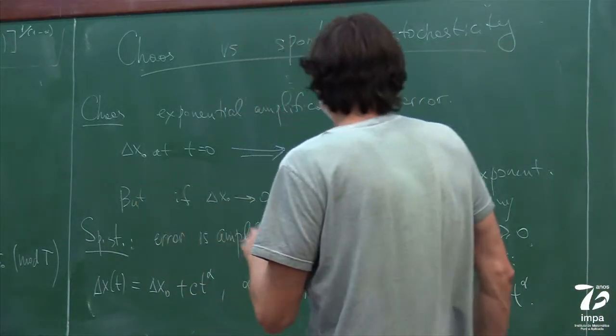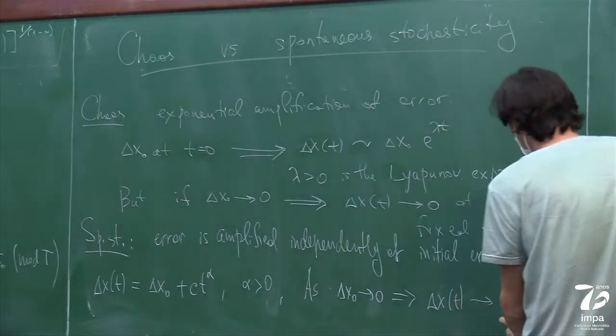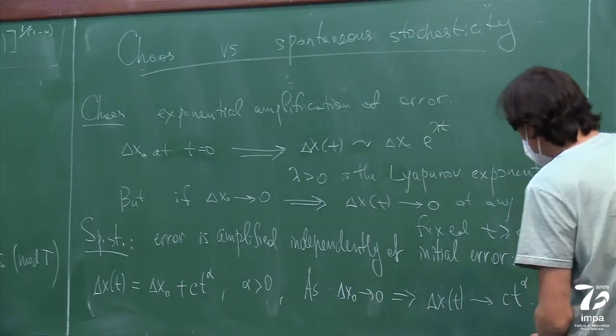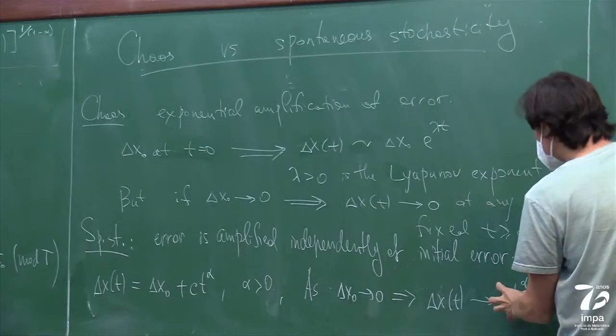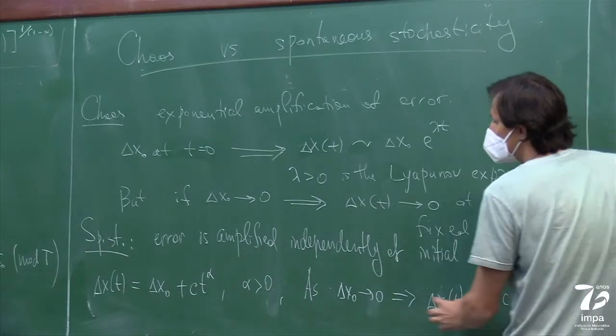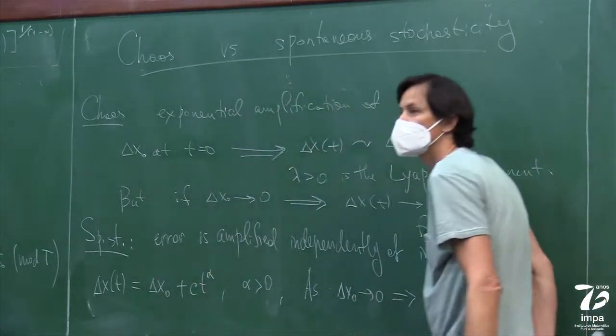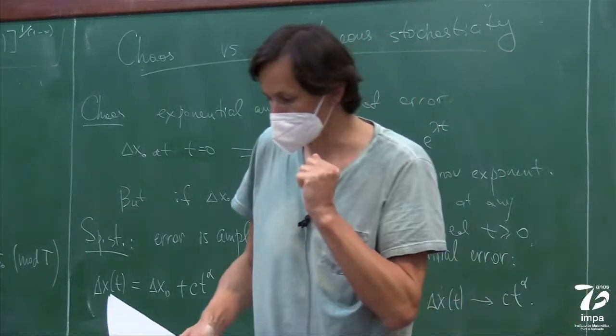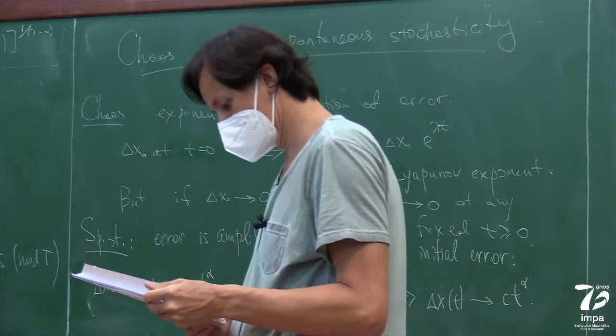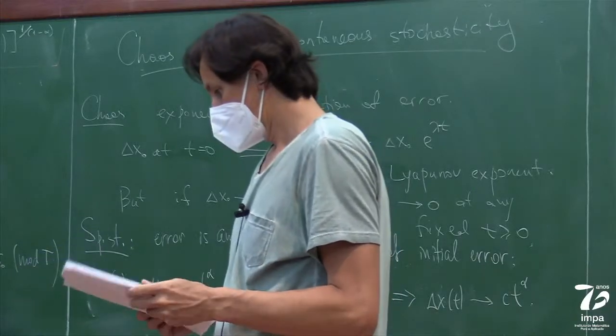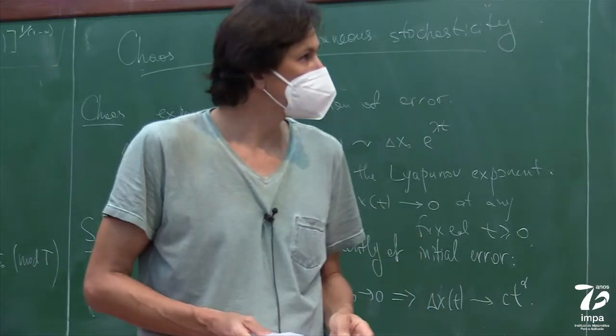So there is this internal mechanism that produces the stochasticity independently of what you gave it, of how exact it was initially. So that's it.